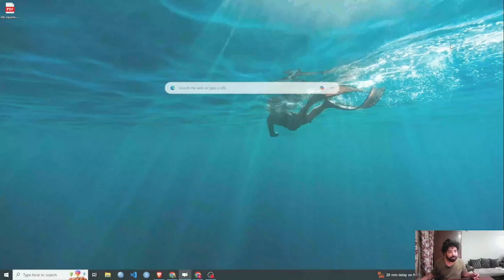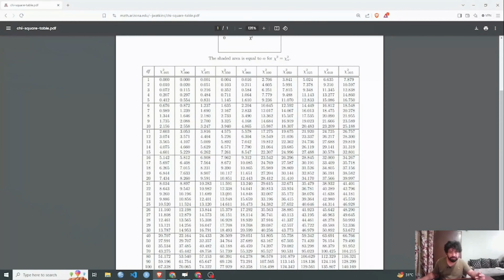I'll just hide open board and come to the table. So we will come to the degree of freedom at 25, and here I will see through the values. If I see here 14.611, this is coming at 0.95, and again the other one, which is 37.652, this is coming at 0.05. So I can actually use this value and the other one to come at the answer.